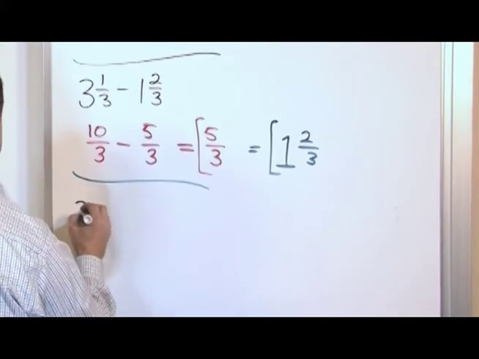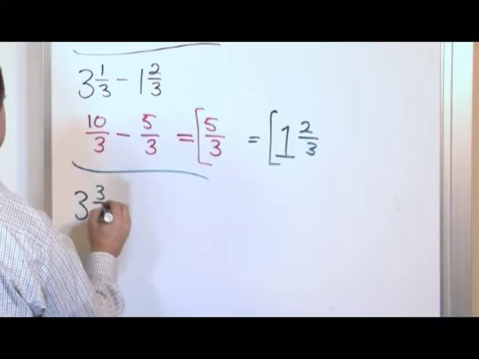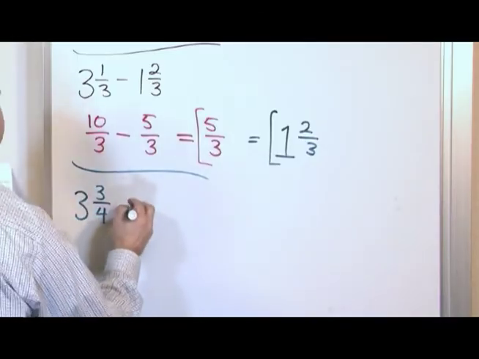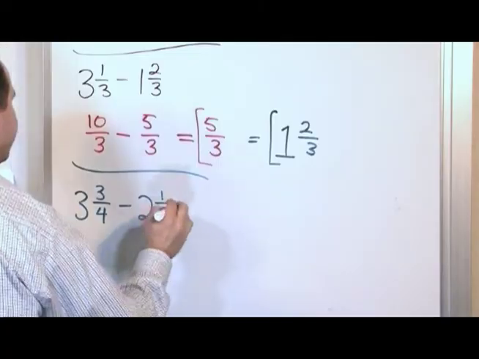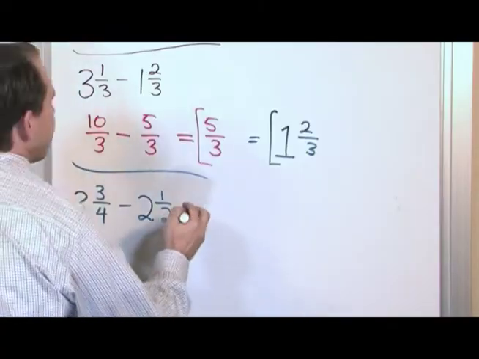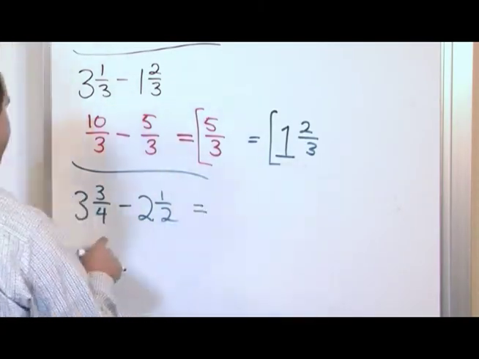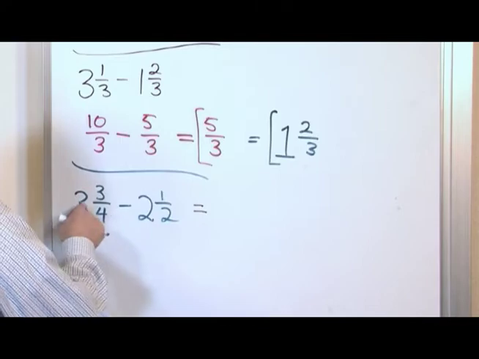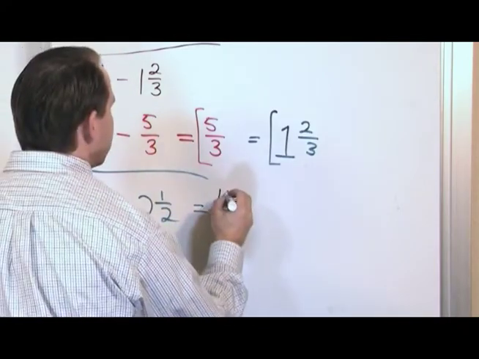A little bit more complicated, but not a big deal. 3 3/4 minus 2 1/2. So again, we're going to do the subtraction, but let's first convert these to improper fractions. So what we'll have is 3 times 4 is 12, plus 3 is 15.